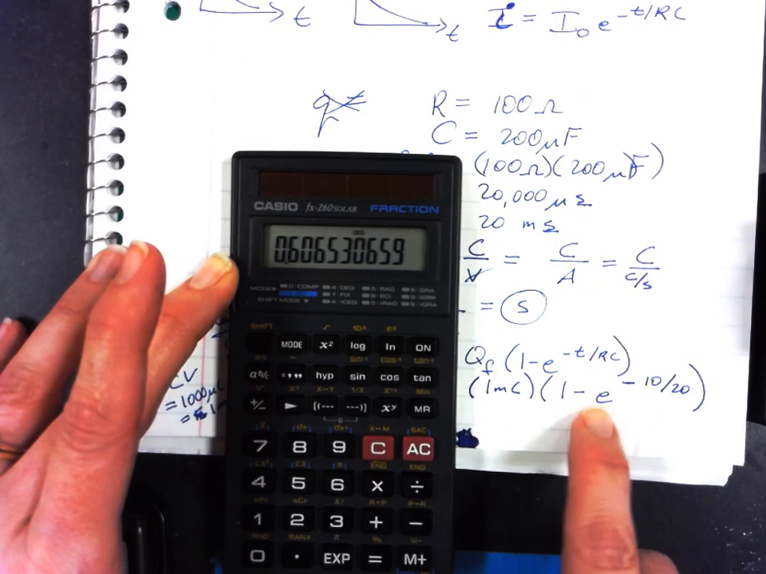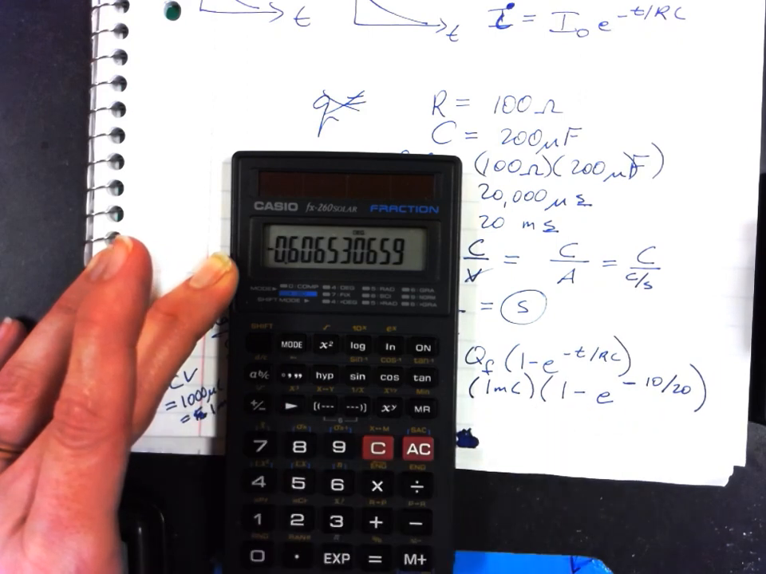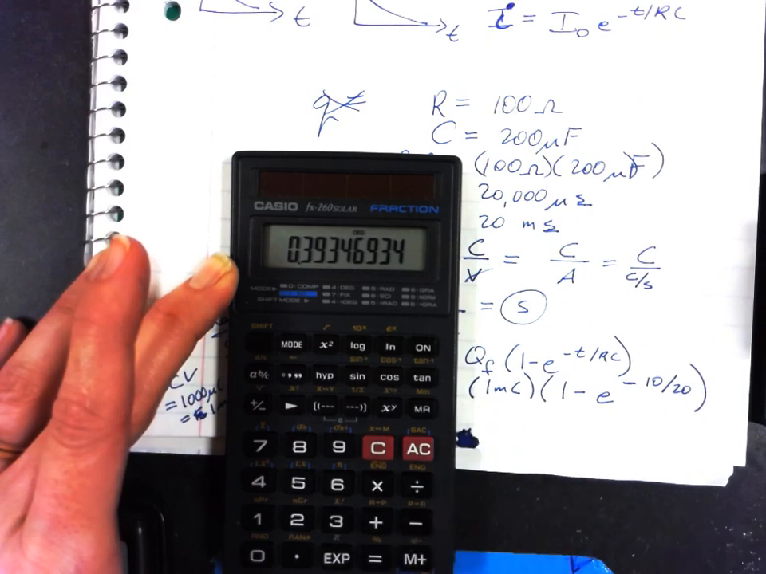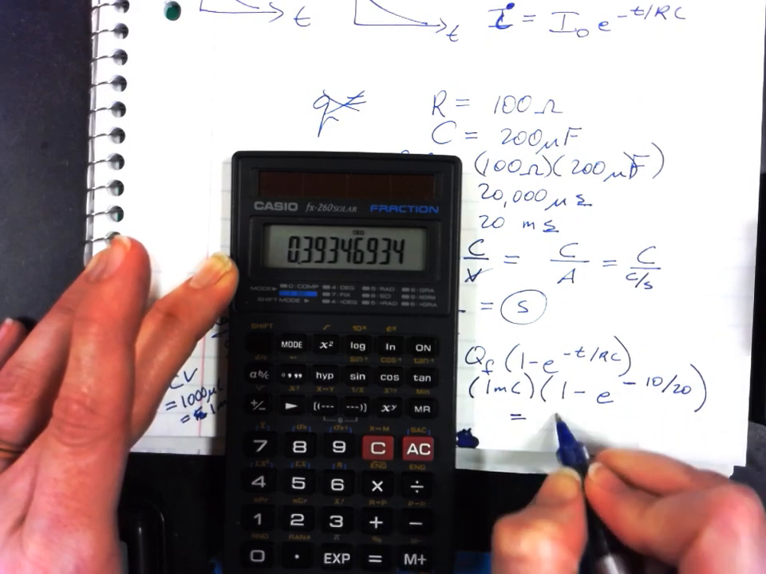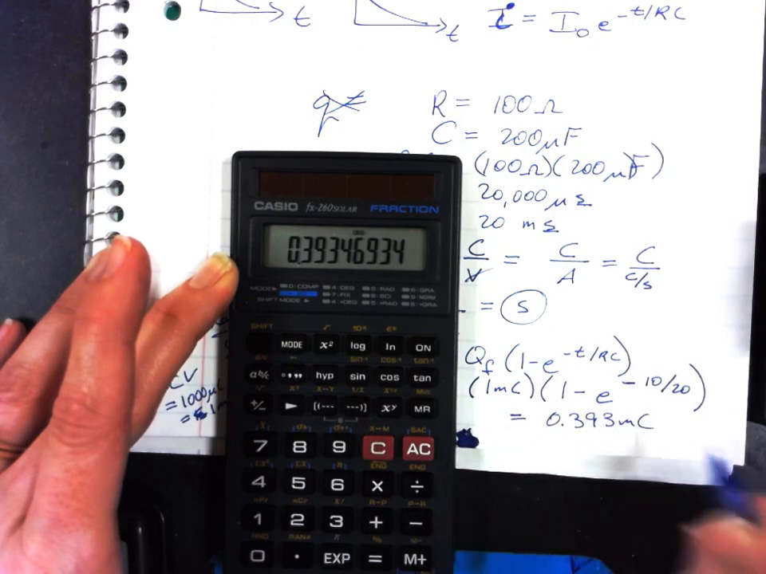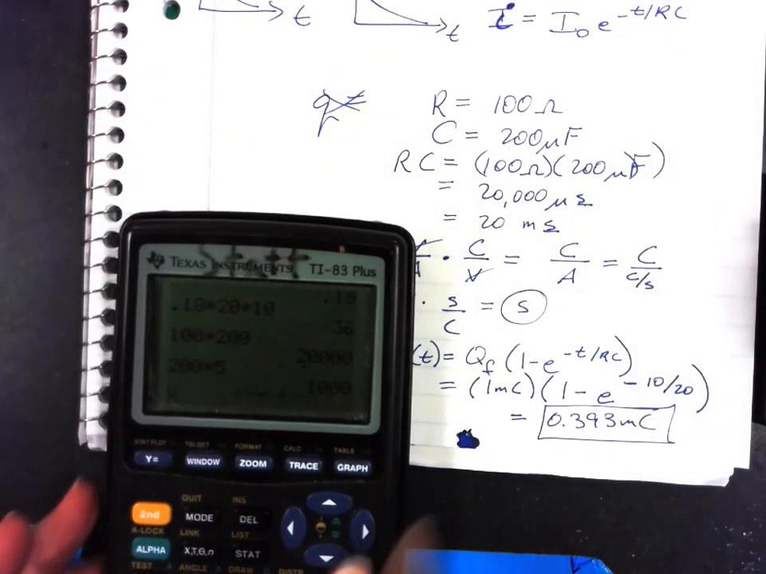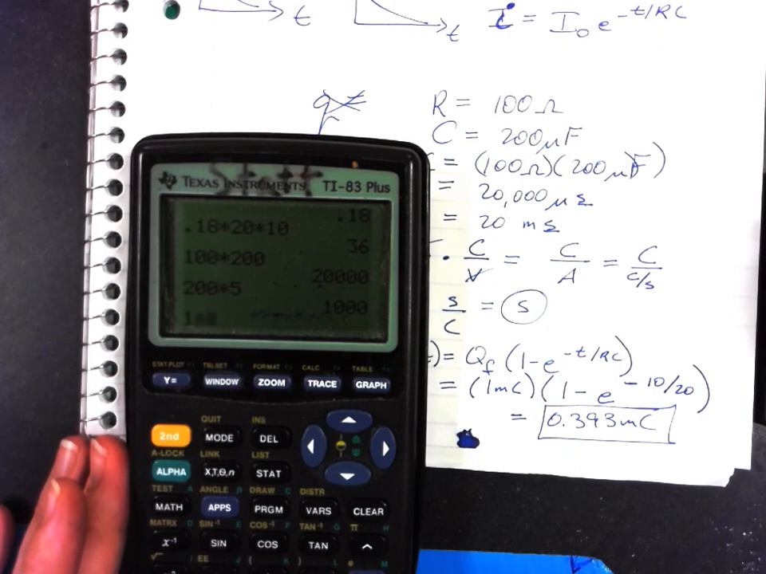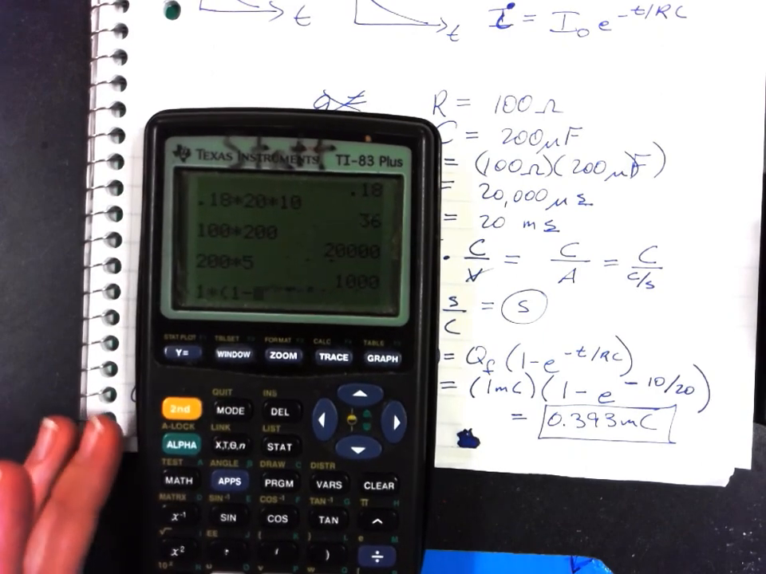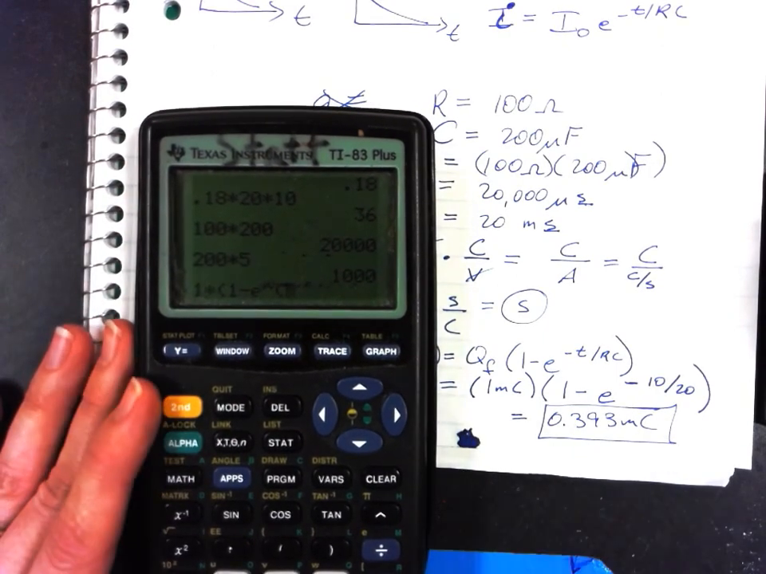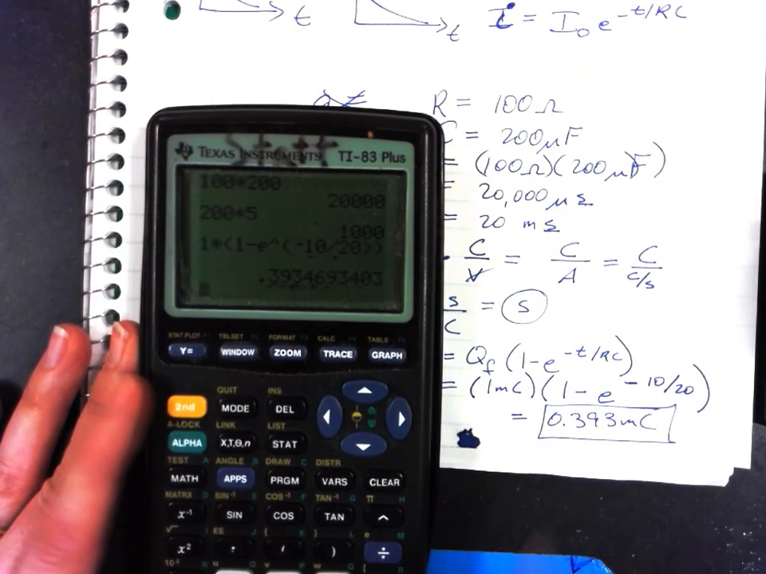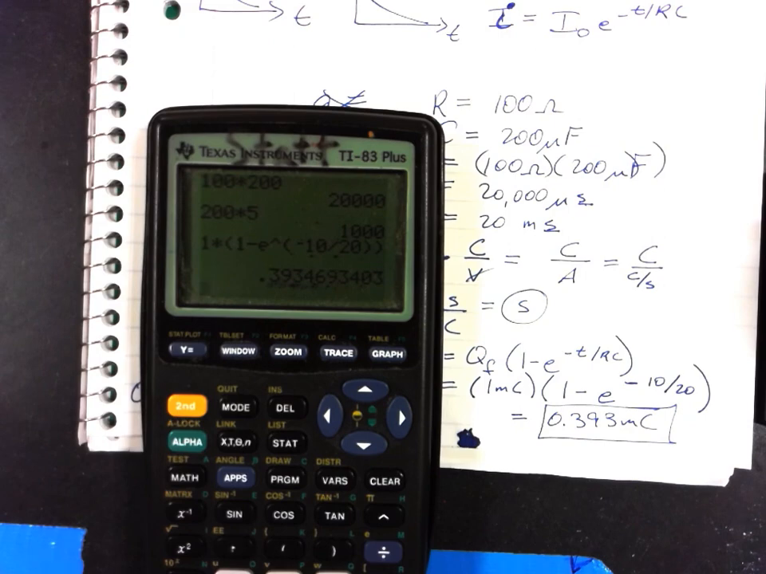So that's that number. Now I need to subtract that from 1, so I'm going to make it negative and add 1 to it. I finished the parentheses, and now I can multiply by 1 milli, which is trivial. So this is 0.393 millicoulombs. That's how you put it in the calculator. Now, if you have one of these calculators, you type it exactly as it's written. I would do 1 times, open parentheses, 1 minus e to the x, and in the parentheses, negative 10 divided by 20. Close that parentheses, and we get the exact same answer, 0.393 millicoulombs.